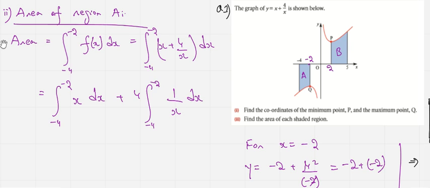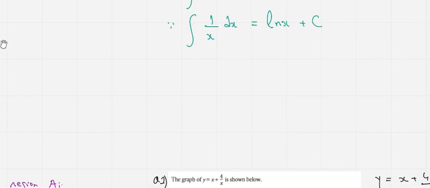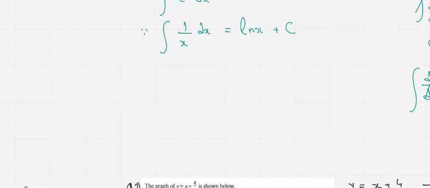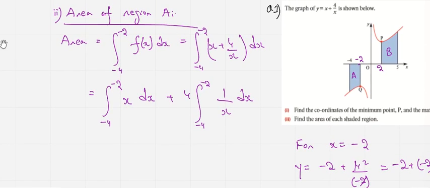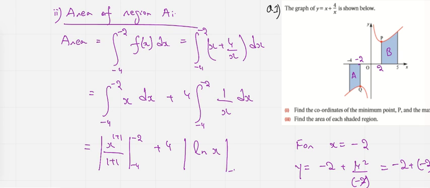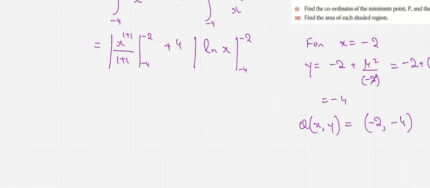Now you see that the integral of 1 upon x is ln x plus c, as we have just said. So we use that formula here, and here we use the x to the n formula, so it is going to be x to the power 1 plus 1 upon 1 plus 1, plus 4 times the integral of 1 upon x, which is ln x. Minus 4 to minus 2 is the limit. We keep on moving like that.